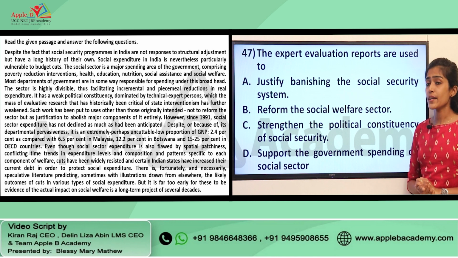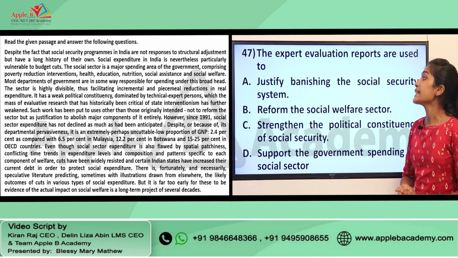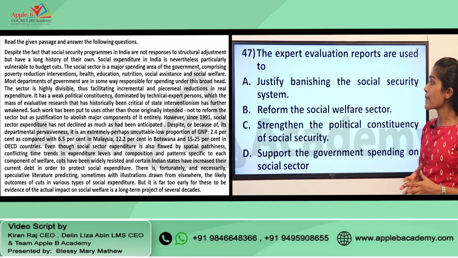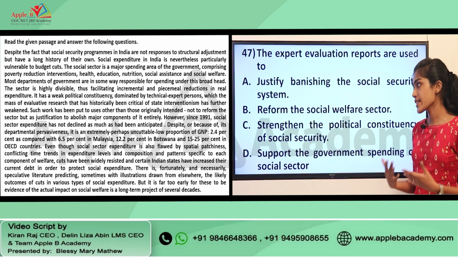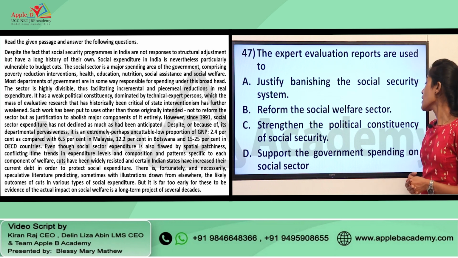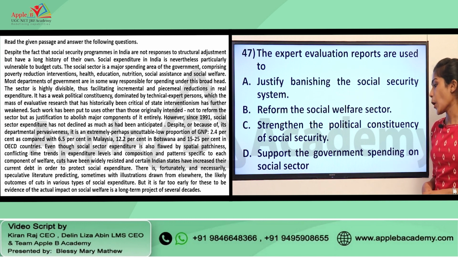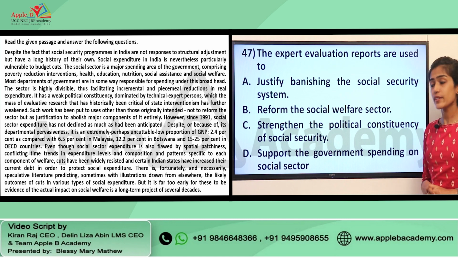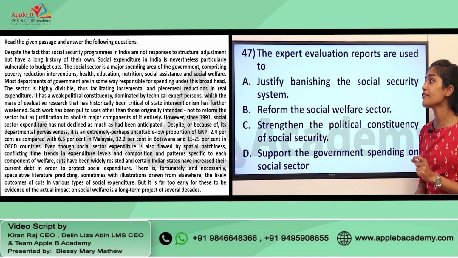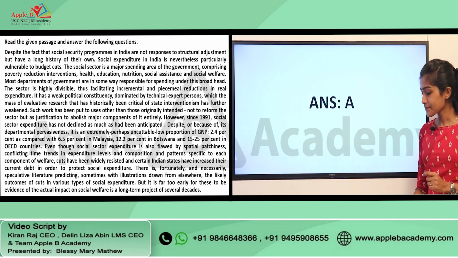The next question from this comprehension passage: the expert evaluation reports are used to, and the options are: justify banishing the social security system, reform the social welfare sector, strengthen the political constituency of social security, support the government spending on social sector. The right answer given in the provisional answer key is option A, that is justify banishing the social security system.